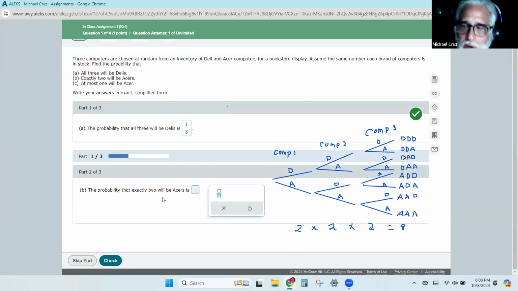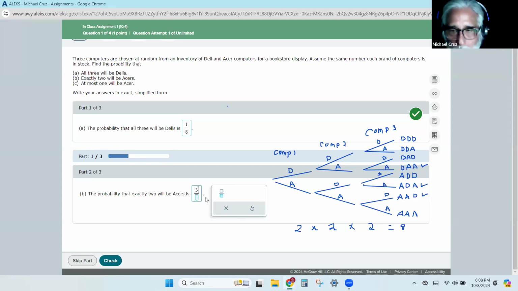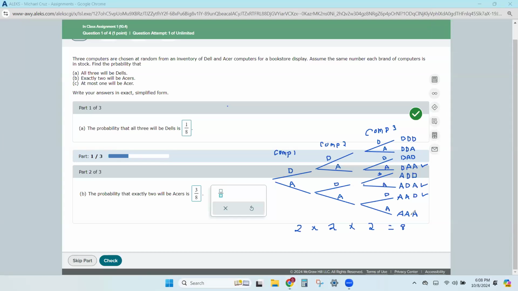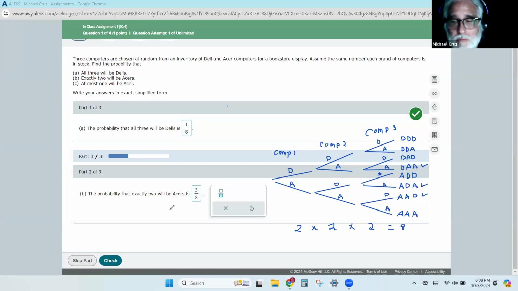The probability that exactly 2 will be Acers. Well, let's find those. So that means we've got to have 2 A's. That's 3 D's. This is 1 A. This is 1 A. Here's one with 2 A's. This has got 2 D's, so not that one. But here's another one with 2 A's. Here's another one with 2 A's. How many is that? Why don't we include that last one? Because it's 3 instead of 2. Because that one's got 3. Okay. So that's not exactly 2. It said exactly 2.